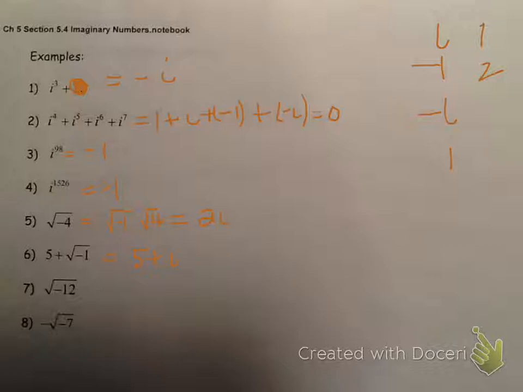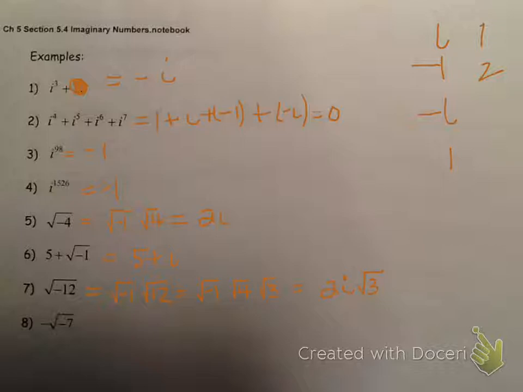Square root of -12. Square root of -1 times the square root of 12. Square root of 12 is 4 and 3. So we get square root of 4, which is 2, square root of -1, which is i, and square root of 3. So basically, you're going to break down your radicals just like you did before, except if there's a negative, that means there's an i.